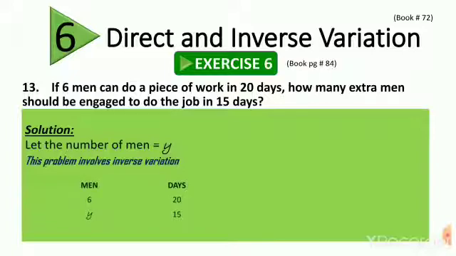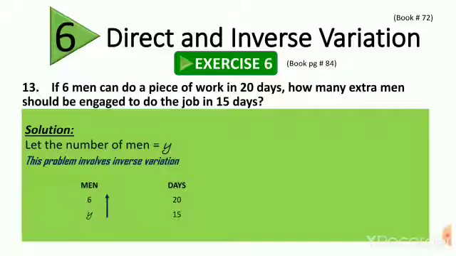So first of all we have to write the data of men and days separately. For 6 men there are 20 days, and for 15 days we have to find the number of men. As I have told you, first of all we have to place the arrows, and the arrow will start from this variable value. The arrow tail will be with this variable. So we have placed the arrow with the variable value. The arrow tail is with y and the arrow head is with 6.